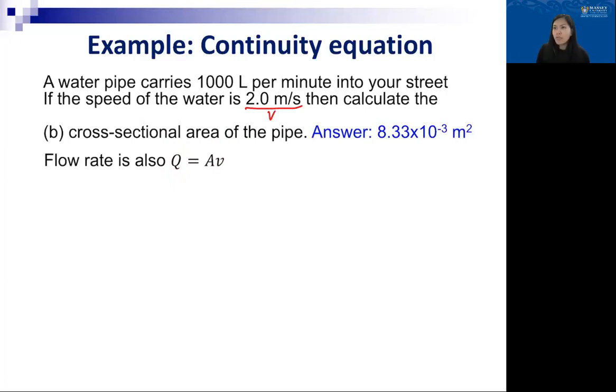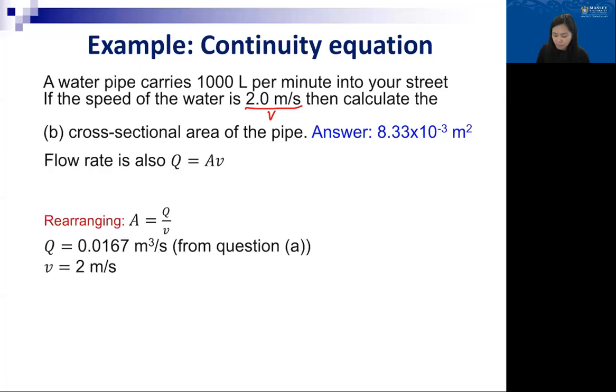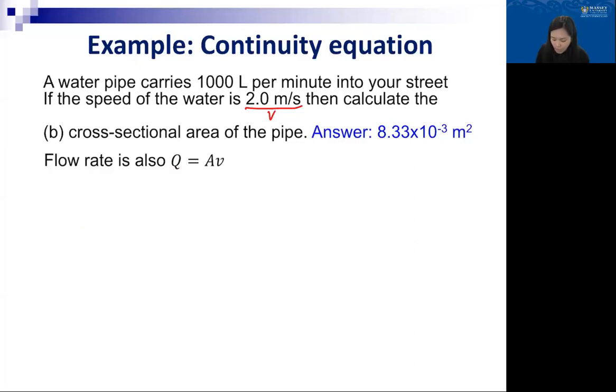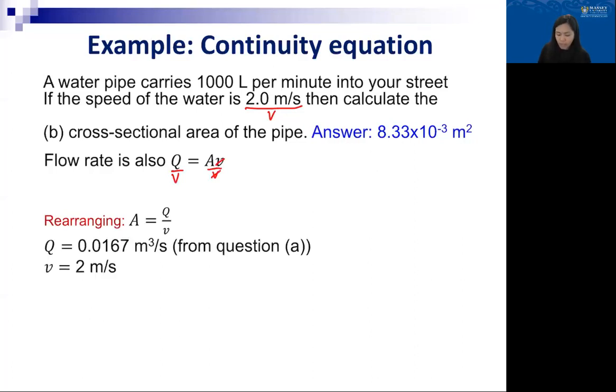That means we need to rearrange this equation to isolate the area. Area is being multiplied with speed, so if I divide both sides by the speed, then speed cancels out on the right side, and we have the area is equal to flow rate divided by the speed. We're given the speed, 2 meters per second, and the flow rate we've calculated from the previous question.